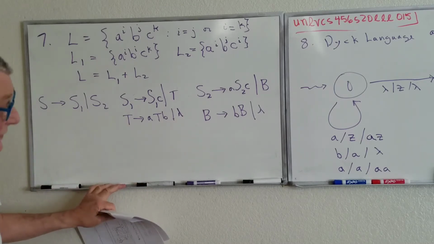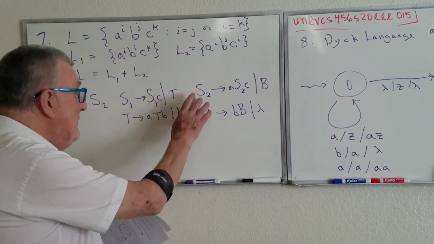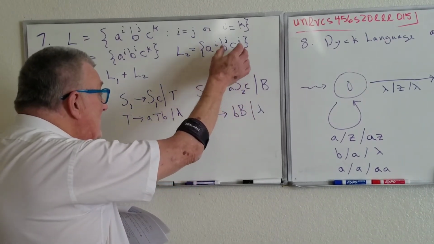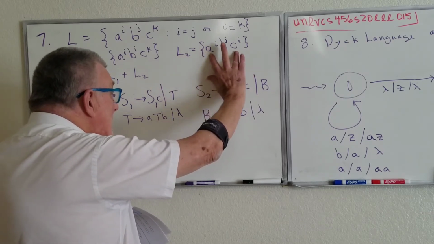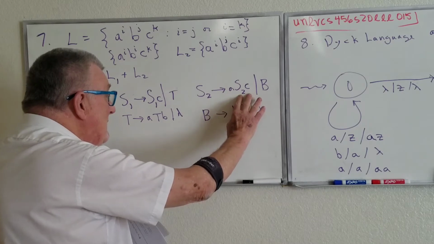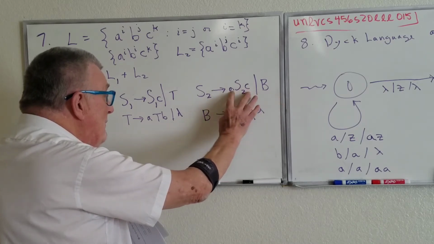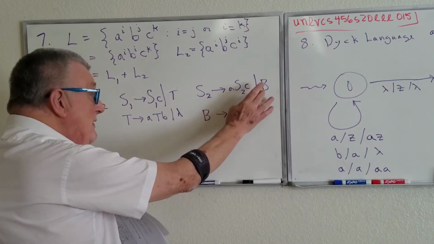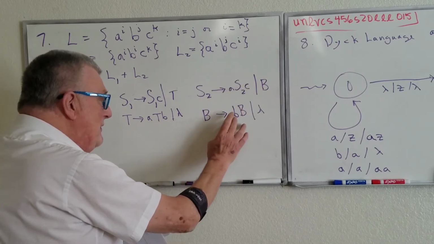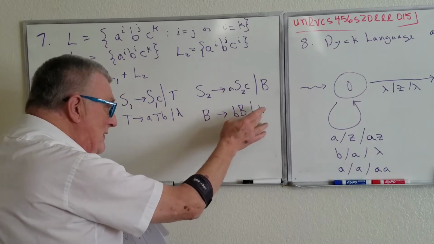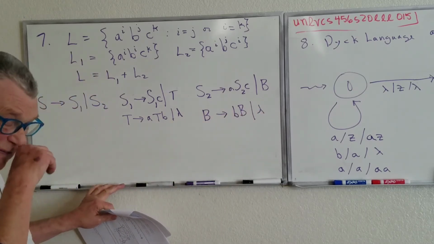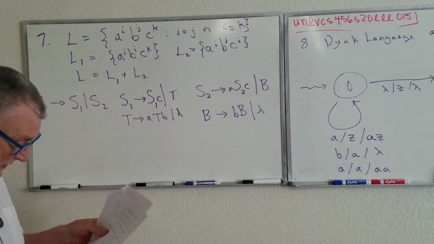All right, now the language L2, the start symbol is S2. But notice that we have to do the outside part first. So A S2 B C. And then when we're through generating A's and C's, we allow it to generate B's on the inside. So B goes to little b, capital B, any number of B's, and also the empty string, because the number of B's, well, it'll have to end at some point.